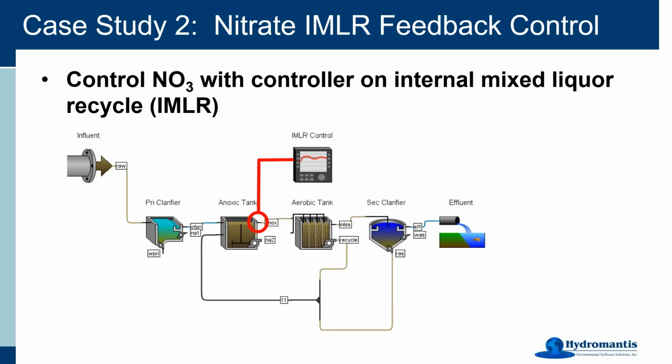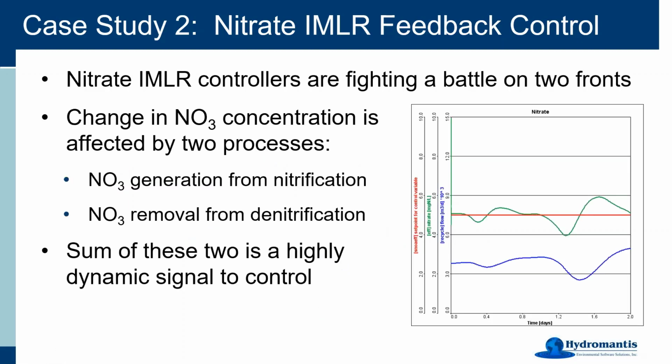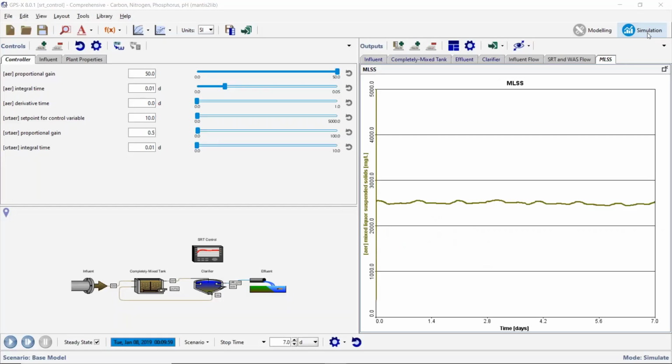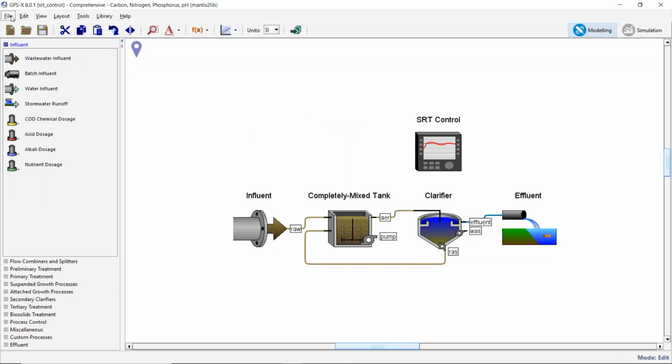Okay, so the way it would work is the controller will look and get a signal on the nitrate concentration in that zone, and then it will make adjustments to the recycle rate. There's also various other options you could do as well, but let's, for argument's sake, say that we'll do it this way. Okay, so let's jump ahead and do that.